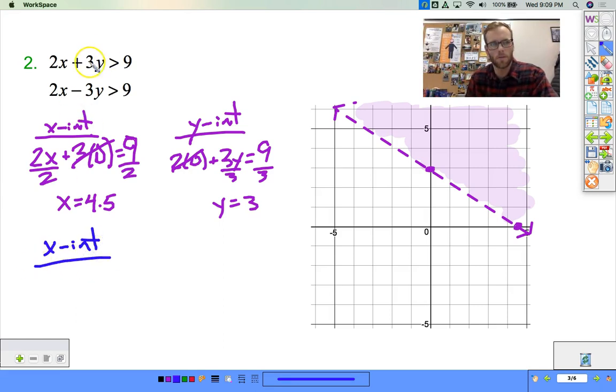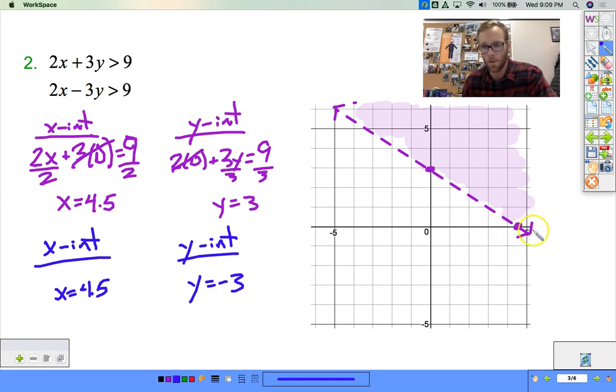X-intercept. Maybe we can do this without doing so much work. Wouldn't the x-intercept still be 4.5? How about the y-intercept? Is it still 3? No, if we have that being a 0, we need to divide by -3. So we get a y-intercept of -3 instead of +3 because of that negative. So same x-intercept. Y-intercept is at -3.